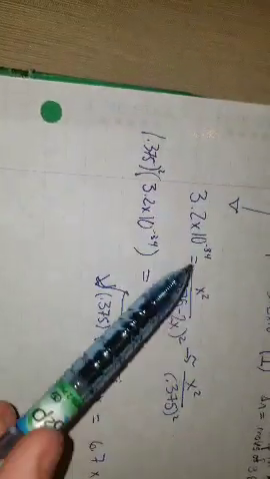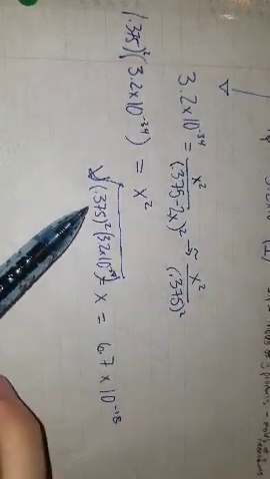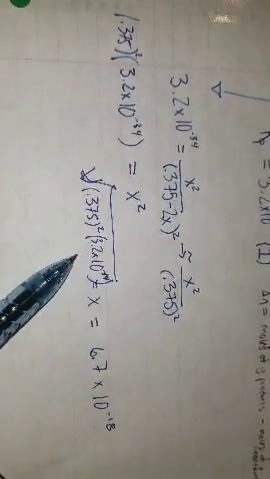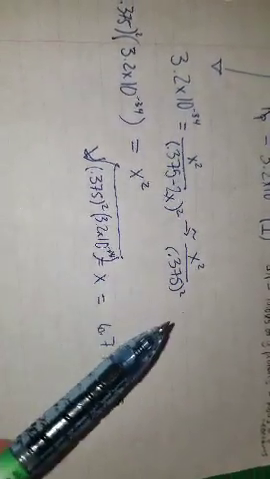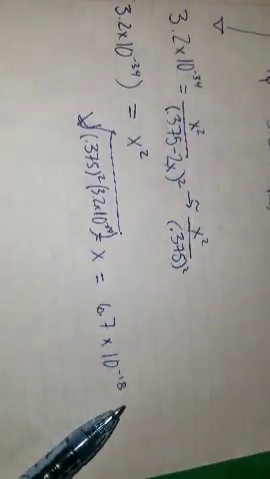Now we can simplify this, divide, and take a square root to the point where the square root of 0.375 squared times 3.2 times 10 to the power of negative 34 is equal to x, which is 6.7 times 10 to the power of negative 18.